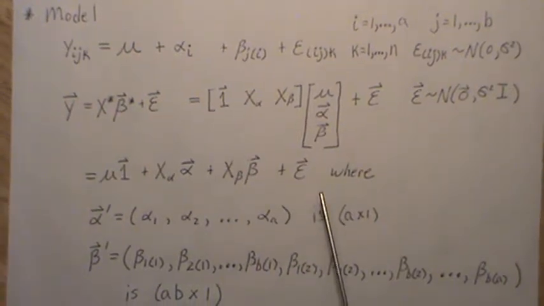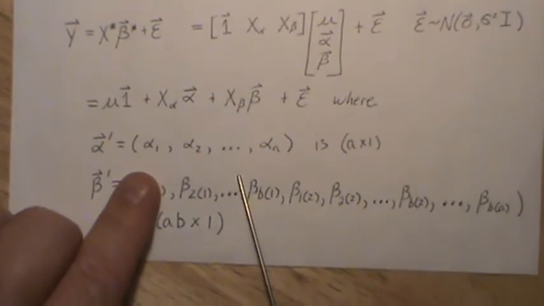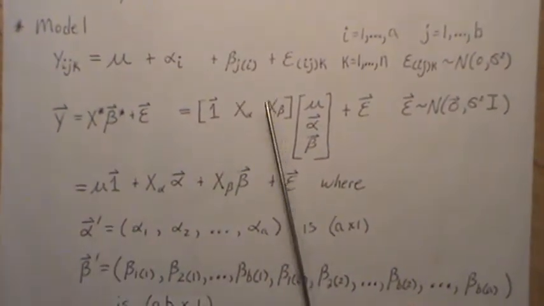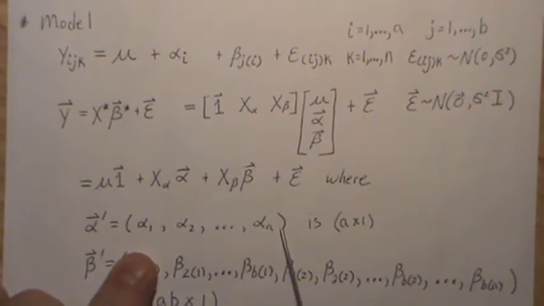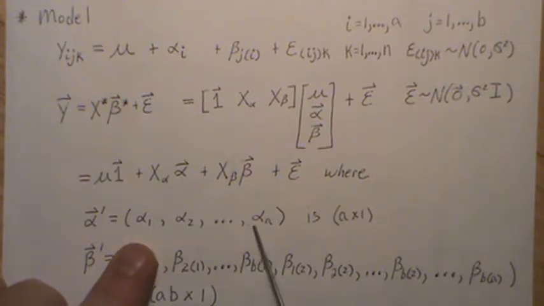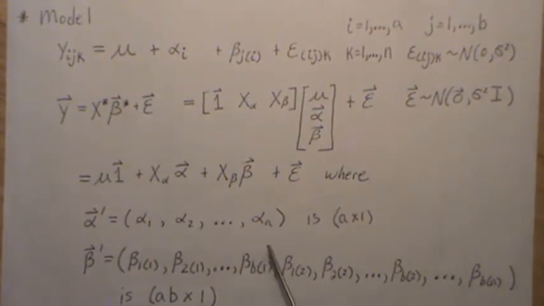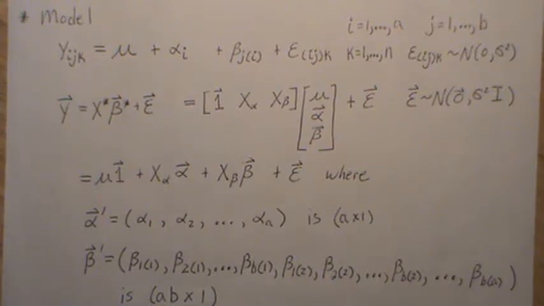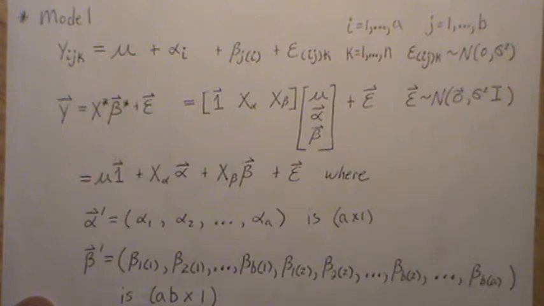Now, this is where it gets a little confusing. There can be A treatment effects. So there's A levels of factor A. So there's an alpha coefficient for each level. But within factor B, so it's nested within factor A, there's actually B coefficients within level 1 of factor A. There's B coefficients in level 2 of factor A. So there's A times B beta coefficients.